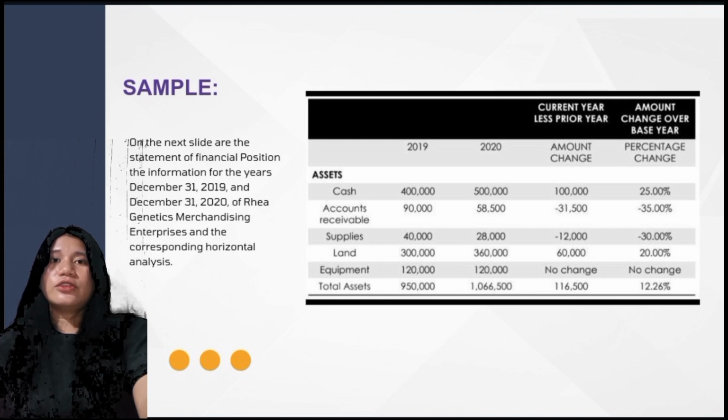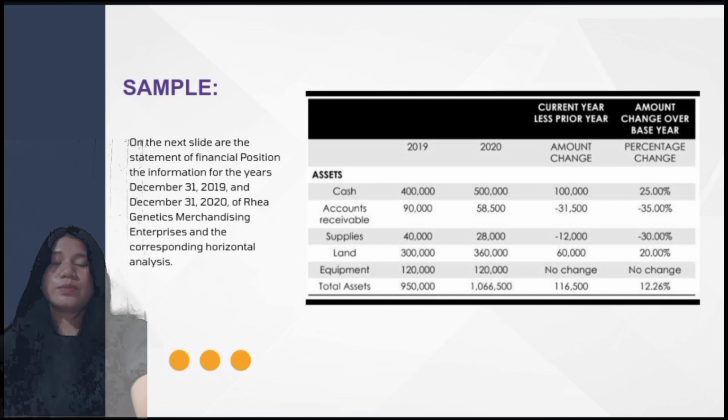In their total assets, they have 950,000 in 2019, and in 2020 they have 1,066,500. So the amount change in the current year is 116,500, and the percentage change over the base year is 12.26%.